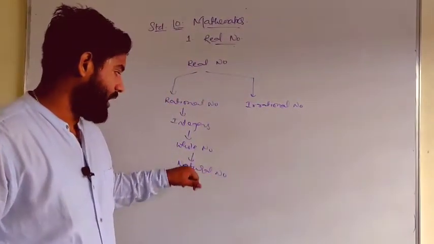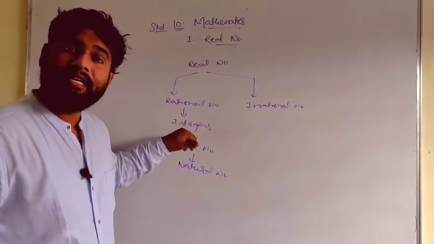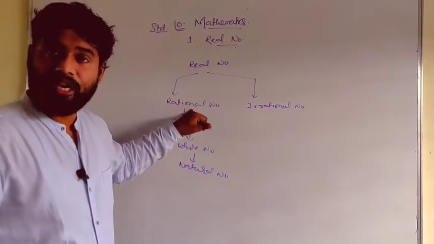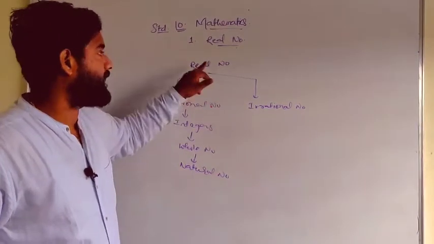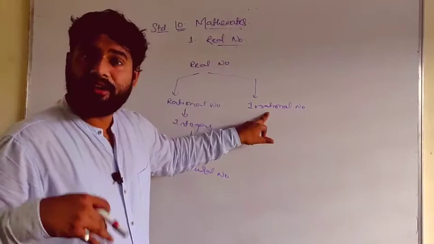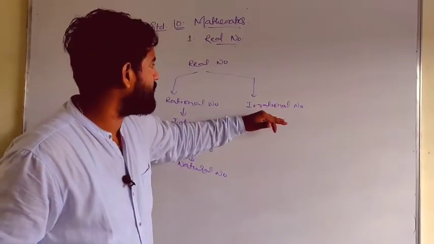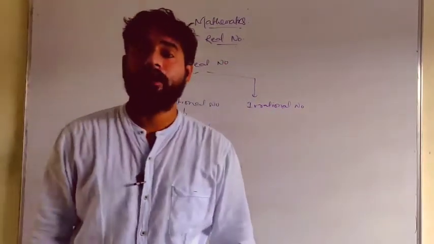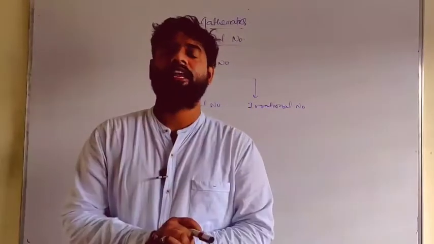So all natural numbers are whole numbers. All whole numbers are integers, and integers are rational numbers, right? And all rational numbers are real numbers. Irrational number is a separate part, and this irrational number is also included in the real number. So this is the basic meaning of real number.